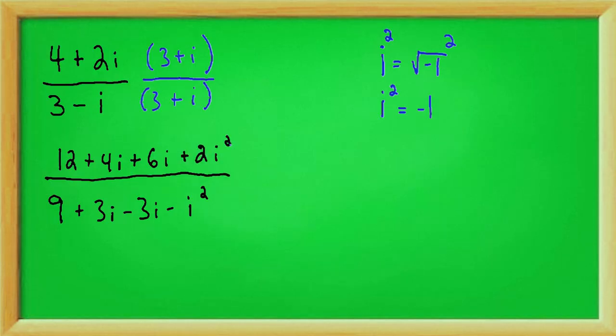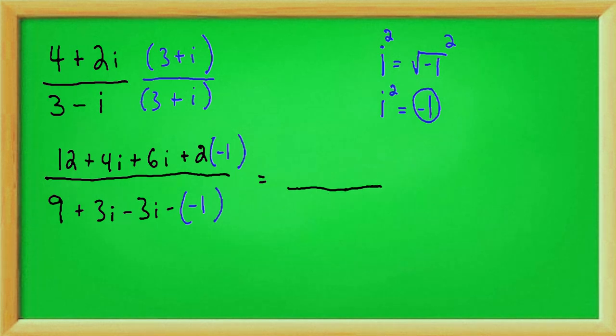And just like in the last problem, we want to replace every i squared term with a negative 1. Because once again, we know that i squared is equal to negative 1. So I'm going to erase both i squared terms and replace them with a negative 1. So now let's simplify this as much as possible.